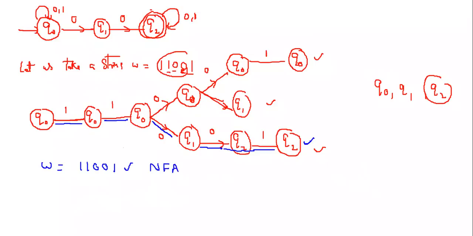So you have to try all possible paths, and if any path is leading to the final state, then we have to accept that string. I think you are understanding. Here in NFA, you have more than one path, so you have to try all possible paths. If any path is finally leading to the final state, then you can say that your string is accepted.